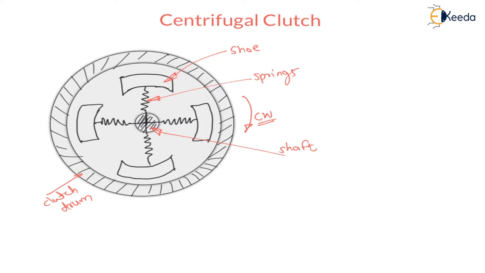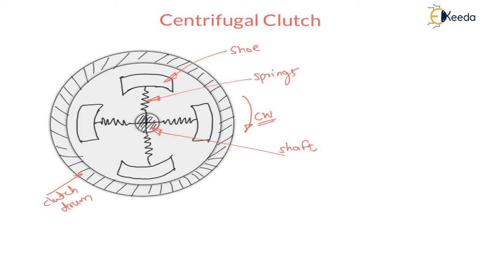Now, here between shoe and clutch drum, there is a friction lining or friction material. That means the inner surface of the drum is having friction lining and the outer surface of the shoe is having friction lining, and the shaft is rotating in clockwise direction. This we are assuming, right?